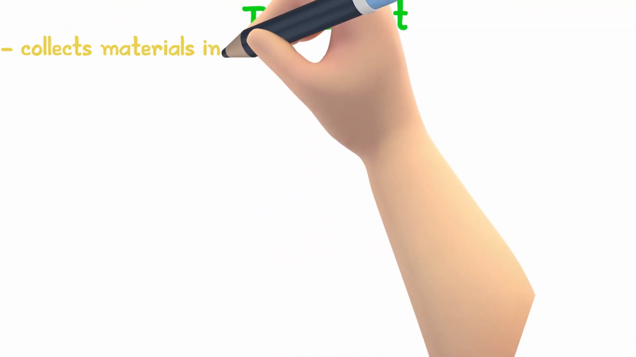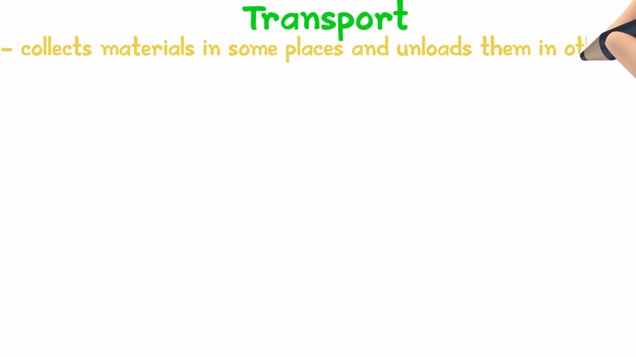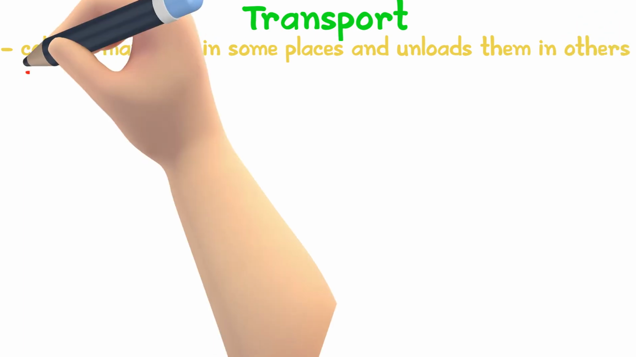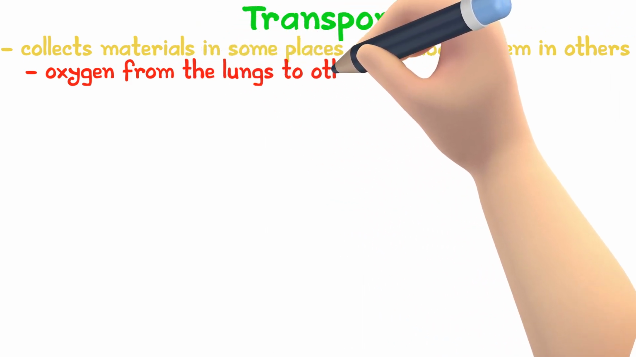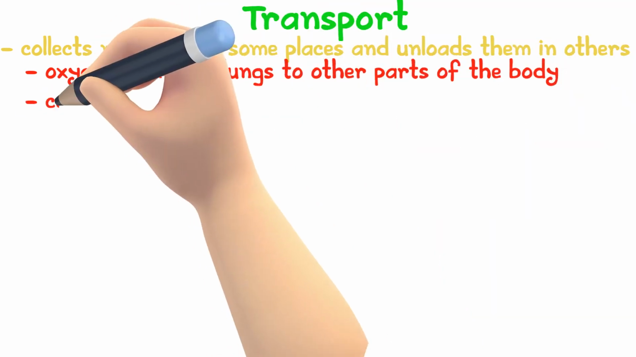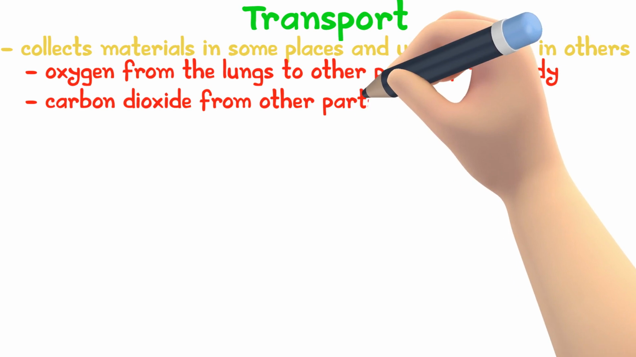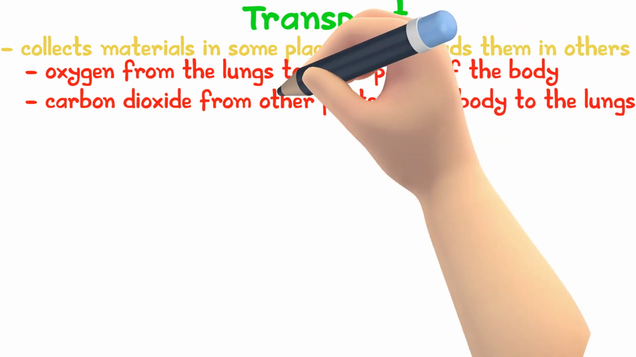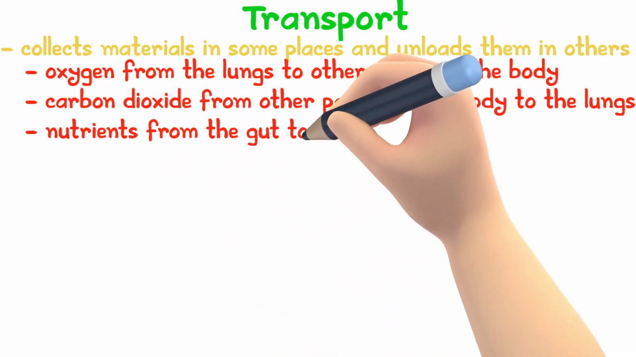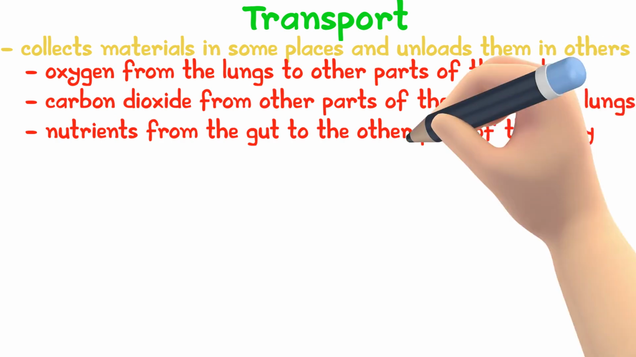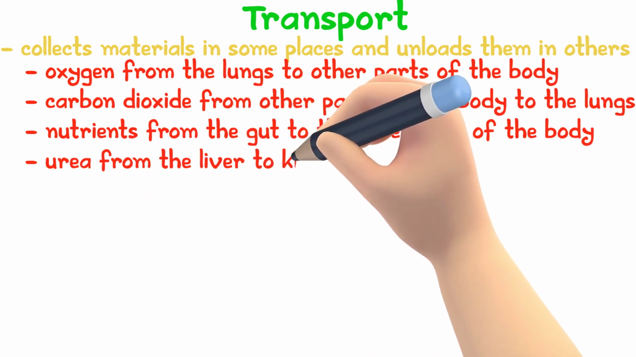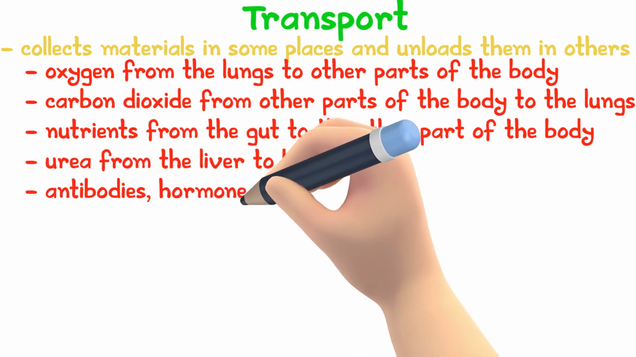As blood travels around the body, it collects materials from some places and unloads them in others. Some examples of things that the blood transports are oxygen from the lungs to other parts of the body, carbon dioxide from parts of the body to the lungs, nutrients from the gut to the other parts of the body, urea from the liver to the kidney, and many other substances, including hormones, antibodies, and even heat.